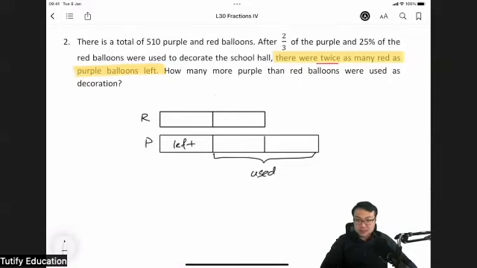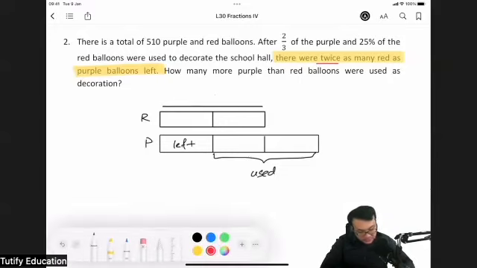Okay? So now I'm going to go back here and read this. They say 25% of the red balloons were used. So can you tell me, Azim, 25%, let's convert it into a fraction. Do you know how?